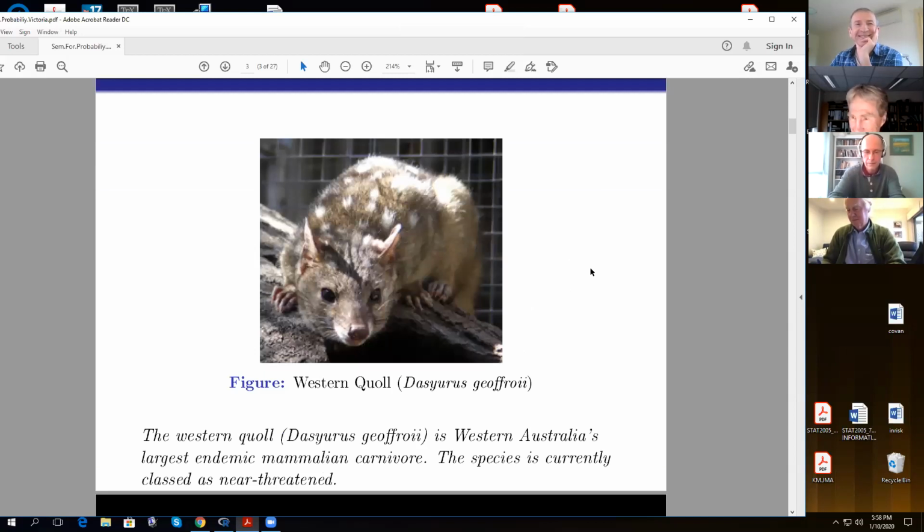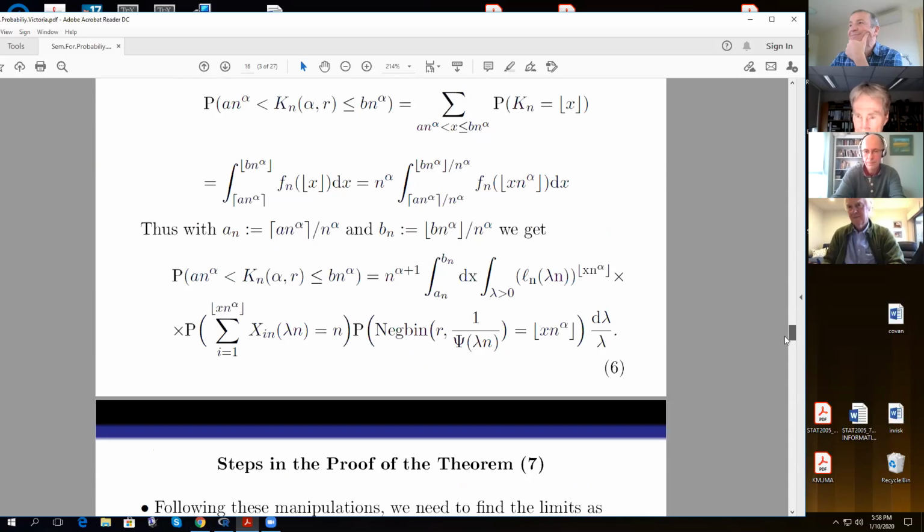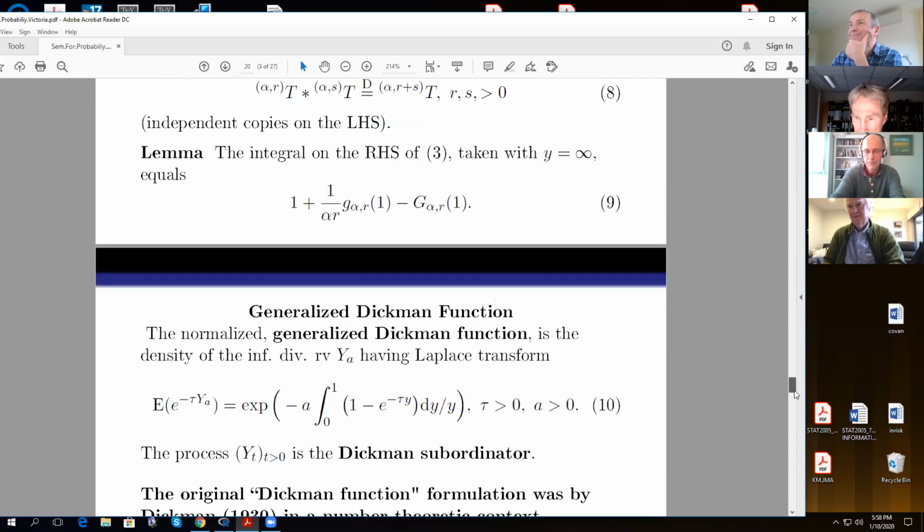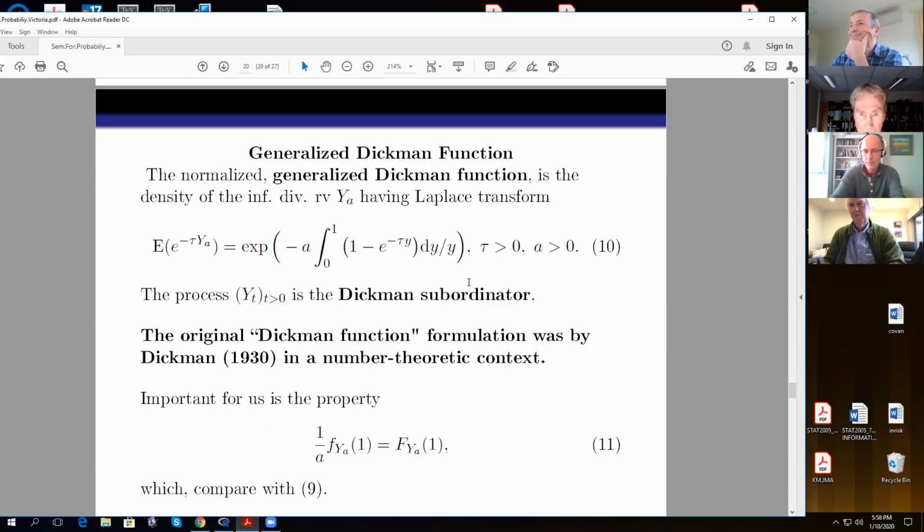Can you go to your Formula 10? Formula 10, okay. So this is the expression for a subordinator, which is sitting under the integral sign. And a very similar expression appears when you want to introduce subordinators into the explanation of Zipf's law. I wonder, is this a coincidence or what is this? It looks very, very similar, maybe even precisely the same.